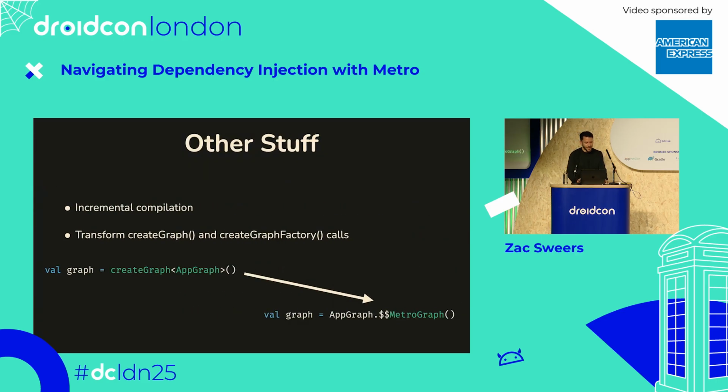There's some other stuff that I'm not going to get into. There are considerations we have to make for incremental compilation. There are hooks in the compiler for doing this. Metro uses those hooks. It makes it very fine-grained. We also do transformations for these create graph calls that I mentioned at the beginning to turn them into real calls.